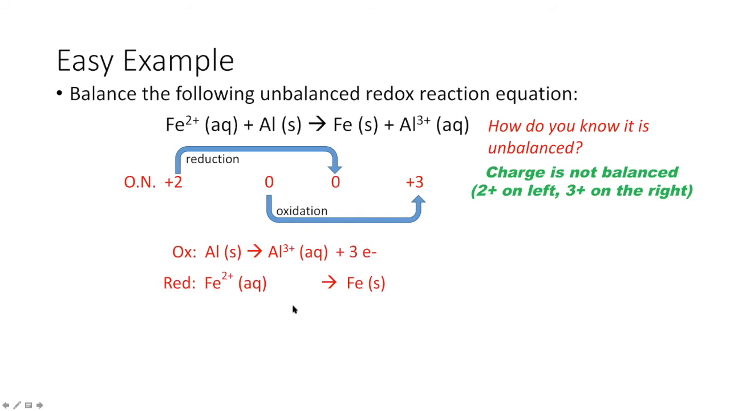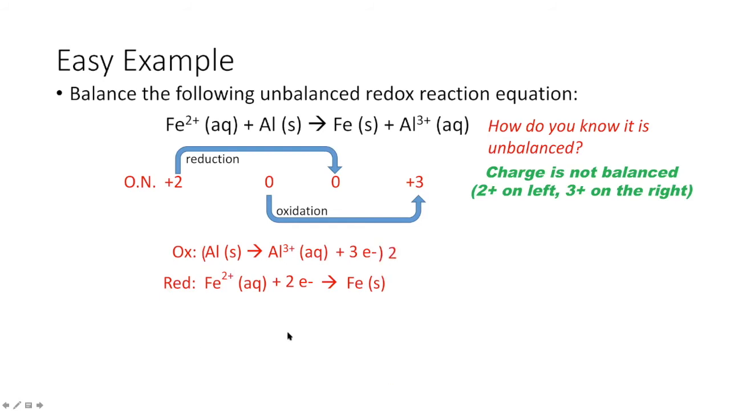So now I've got to put some electrons on the reactant side for the reduction half reaction. Reduction is gaining. So this is going to gain some electrons to become iron metal. So it's 2 electrons. And again, why is it 2? Well, I've got to cancel out these 2 positive charges, so I do that with 2 negative charges to get overall neutral. All right. So I've got my oxidation half reaction. I've got my reduction half reaction.